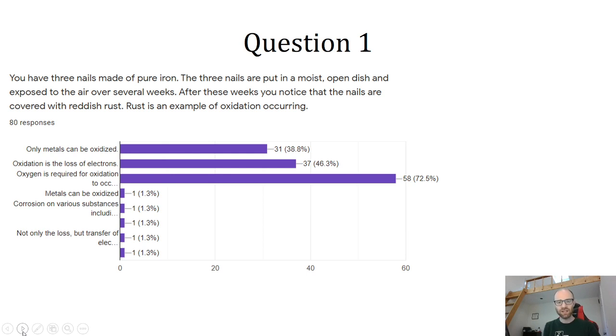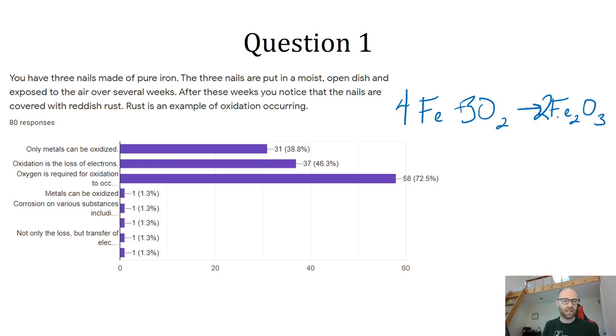So I wanted to quickly walk through these answers and questions that I gave you and see how the answers changed. What I'm going to do is write chemical reactions that correspond to what's going on. Based on this, it would be clear to me that if rust is an example of oxidation occurring, and rust is when metals are exposed to air, and oxygen's in air, then it would make sense that most people would say oxygen is required for oxidation to occur.